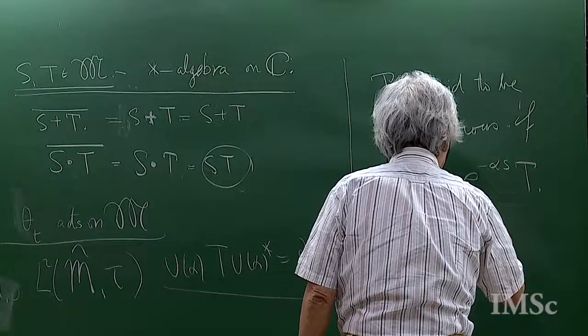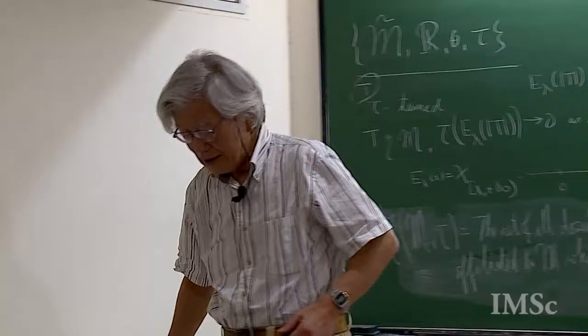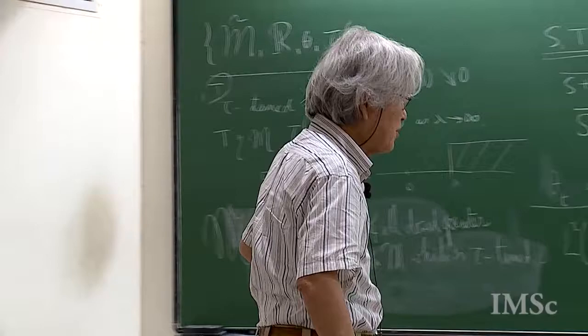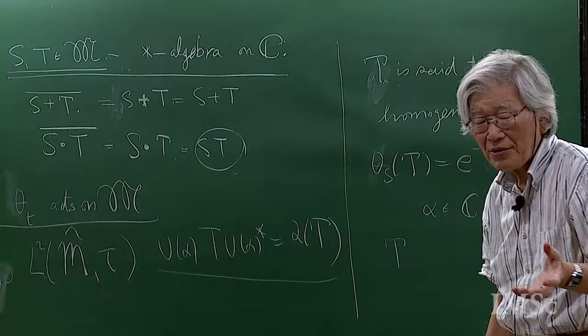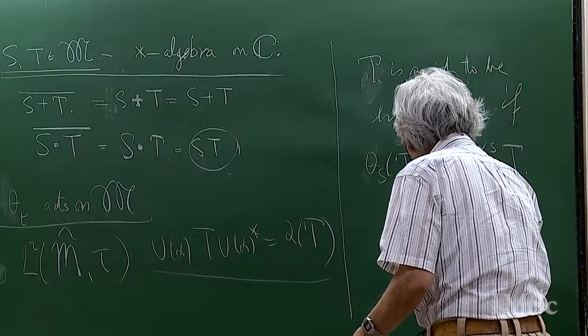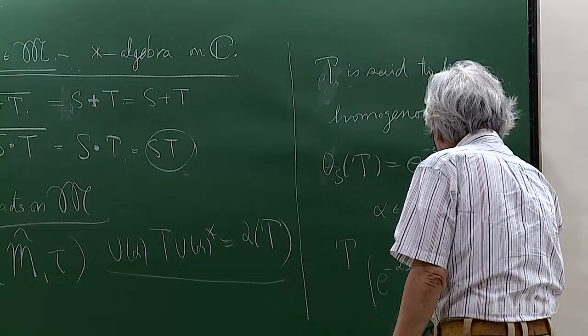So unless alpha is pure imaginary, this operator T cannot be bounded, because the absolute value of e to the minus alpha s equals e to the minus the real part of alpha s.